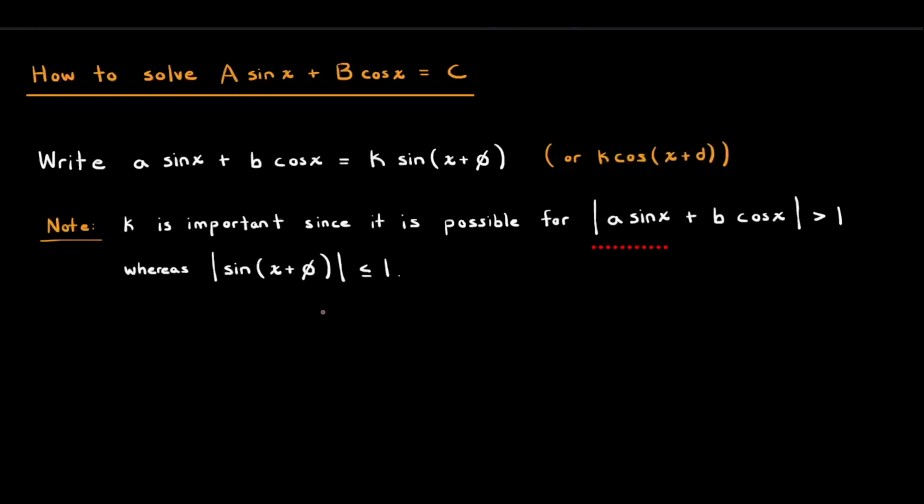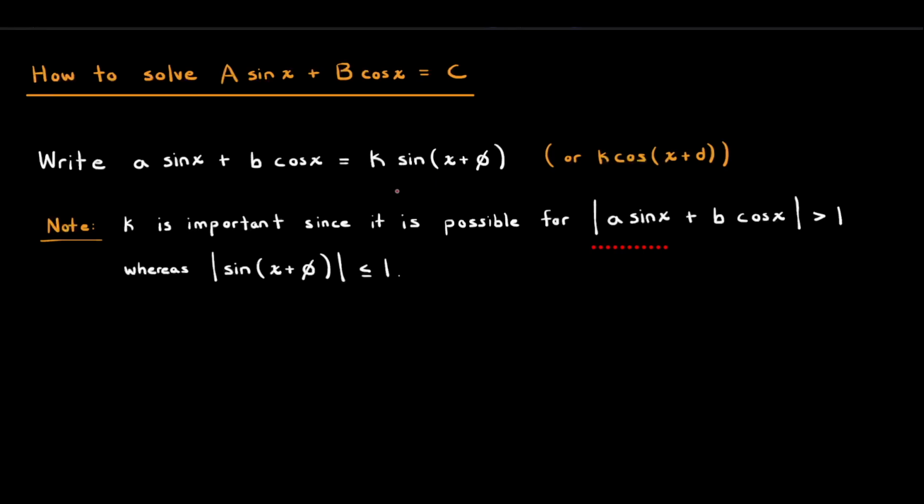So what we need to learn is how to solve equations of the form a sine x plus b cosine x equals c, where a, b, and c are just some constants. And so it turns out that it's always possible to write a sine x plus b cosine x as sine of the sum of two angles.